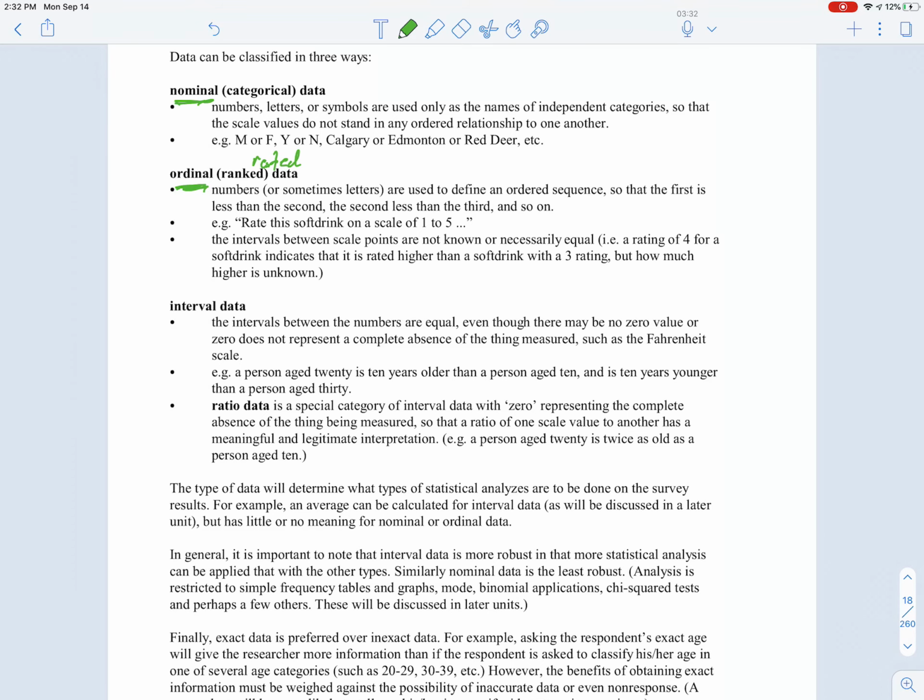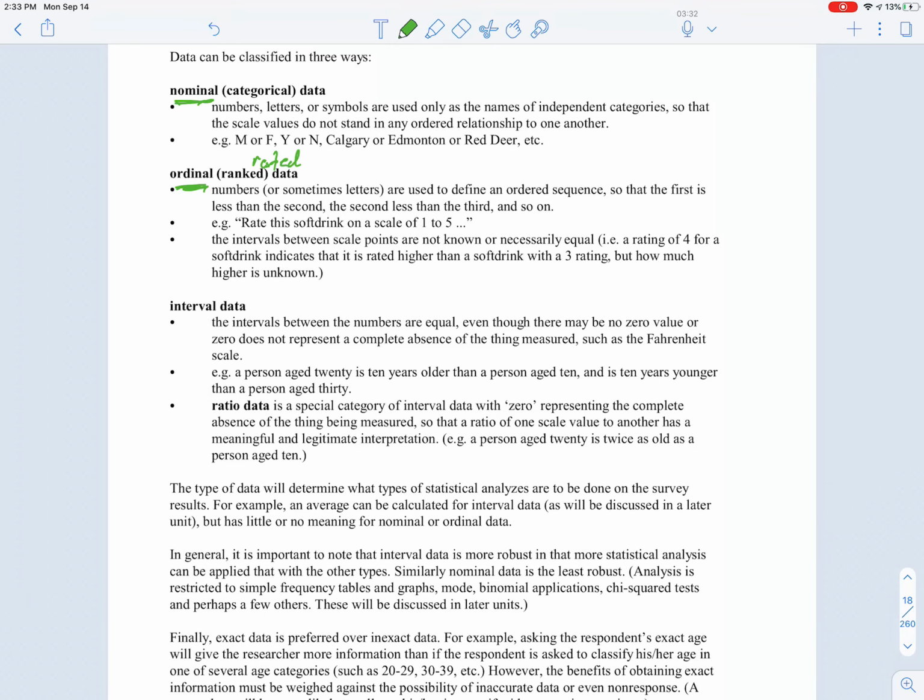Now, is the distance or difference between one person's 6 and 7 the same as it is between a 7 and an 8? Well, we don't really know that, only that a 7 is considered to be better than a 6 and an 8 is better than a 7, but how much more, we don't know.